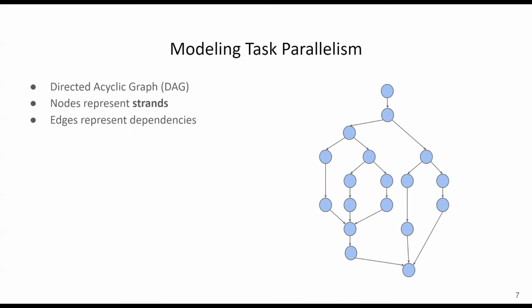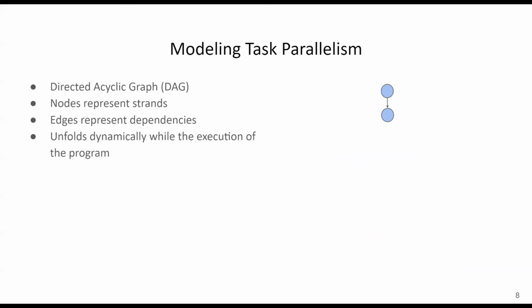So before I dive into the details of our work, let me first go over some necessary background. First, the execution of a task parallel program can be modeled as a directed acyclic graph, or DAG for short, where nodes represent strands, which are sequences of instructions without parallel constructs, and edges represent dependencies among strands. As the task parallel program executes, the corresponding DAG unfolds dynamically, meaning that a node gets revealed only after executing all its predecessor nodes.